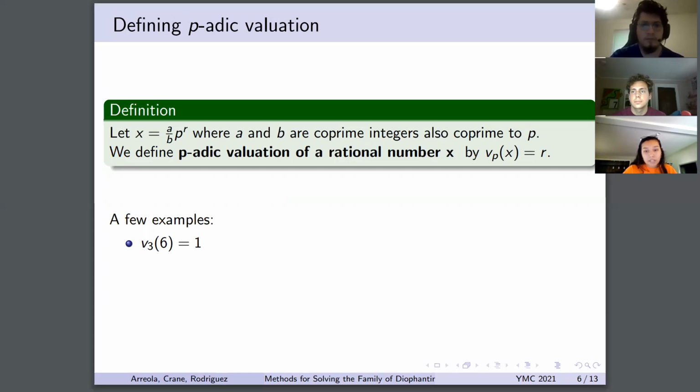So to better understand this, let's just go over a few examples. The first example we have here, we're looking at the 3-adic valuation of 6. So we know that 6 is equal to 3 times 2.